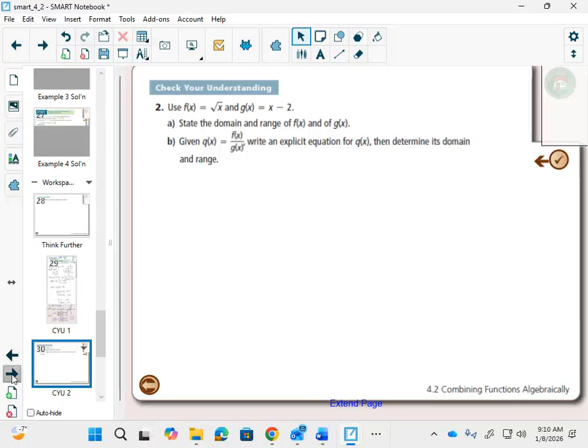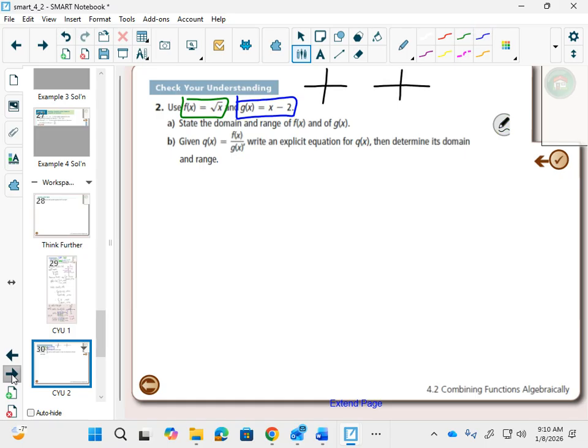f of x is the square root of x, and g of x is x minus 2. So in my mind, up at the top here, I'm going to just draw them quickly. I know what my square root graph looks like, and x minus 2 is a straight line with a y-intercept of minus 2. I have a picture of both of them.